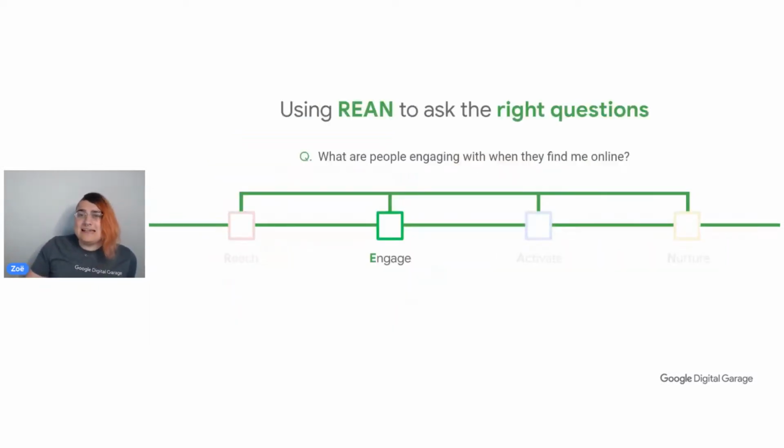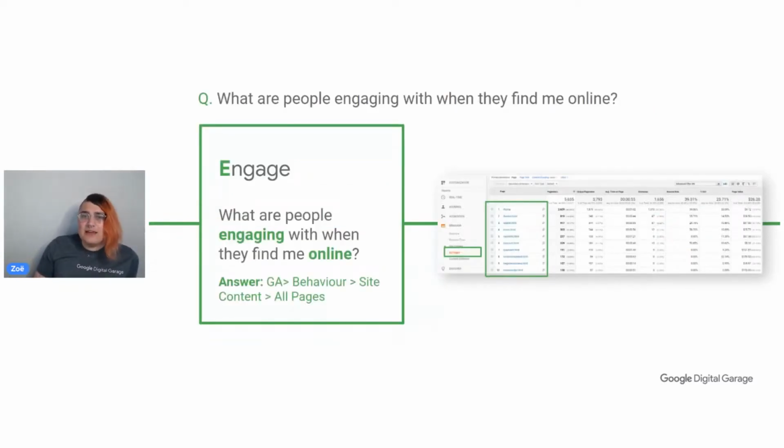What about the next stage, engage? What are people engaging with when they find you online? Well, again, there's an entire behavior report in Google Analytics 4. It's really easy to find. Just click on behavior and you'll get a lot of this detail.